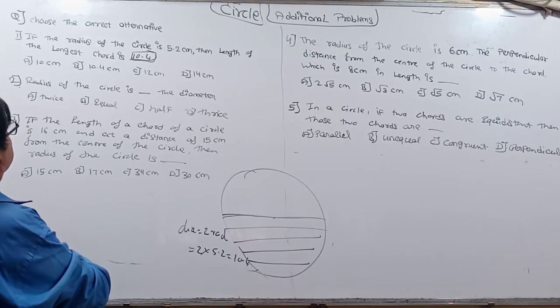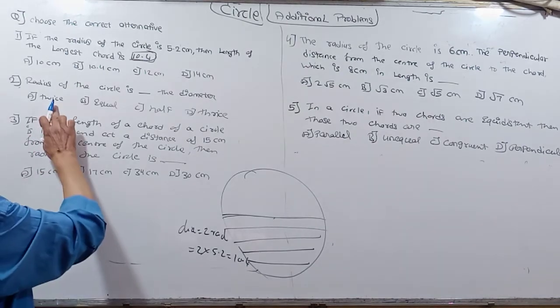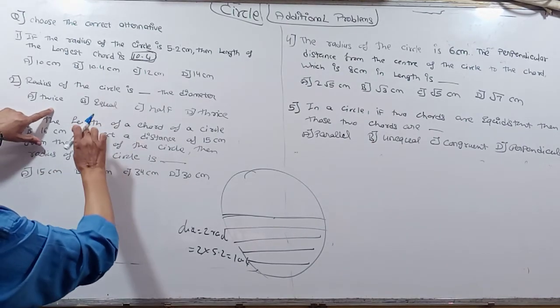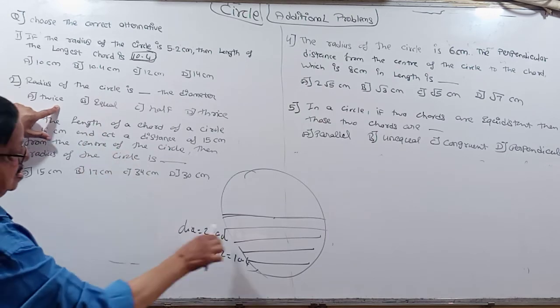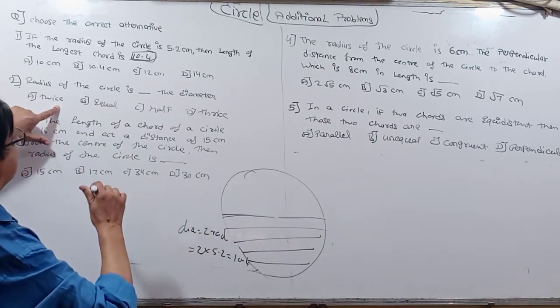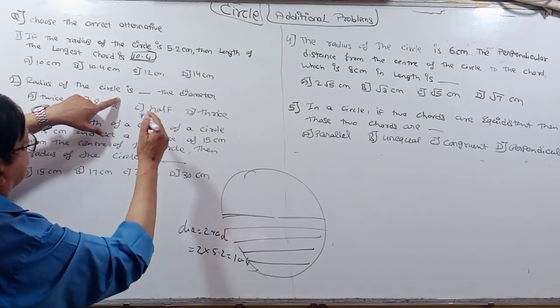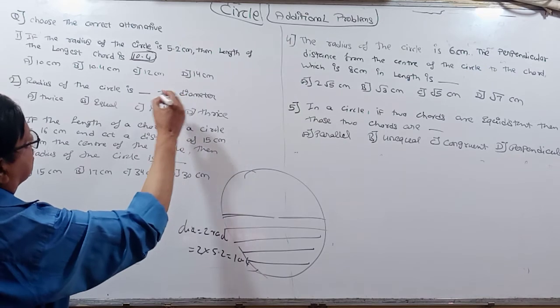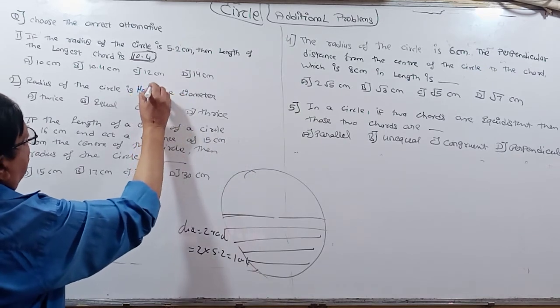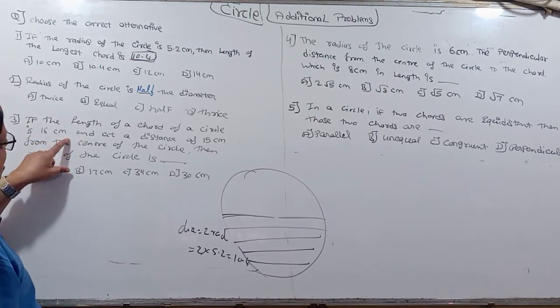Second one: the radius of the circle is half the diameter. Radius is half the diameter. Diameter is twice the radius. So the radius of a circle is half the diameter.